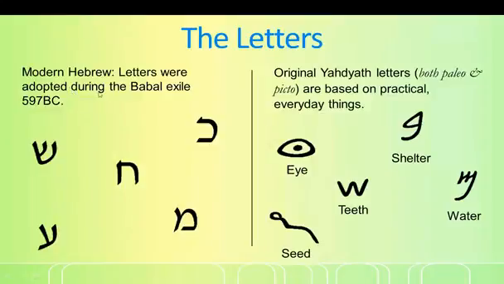So modern Hebrew, those letters were adopted from Babel or Babylon, but the correct term is Babel. They were adapted during the Babylonian exile in Babel. And that exile actually happened in 597 BC. I know a lot of people say 586, but it actually happened in 597. So these are the letters that were used in Babylon or Babel, and this was adopted by the few tribes that were left.